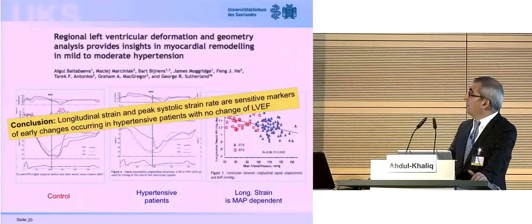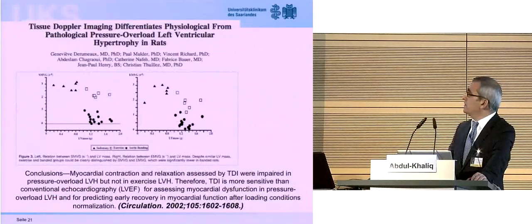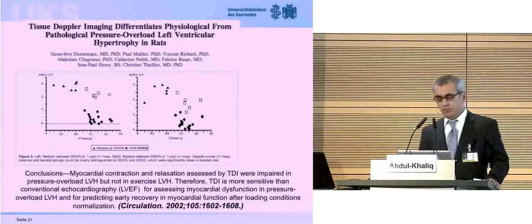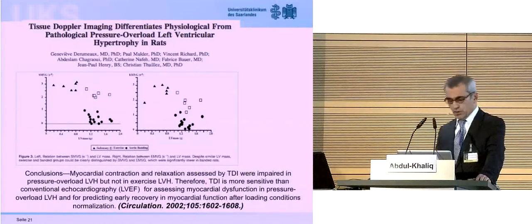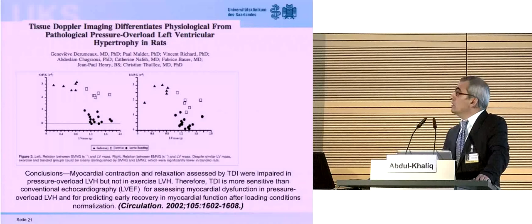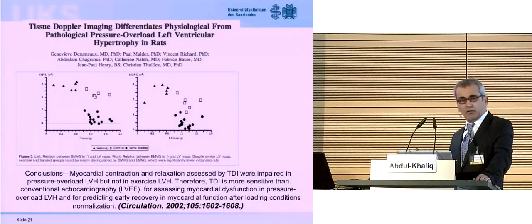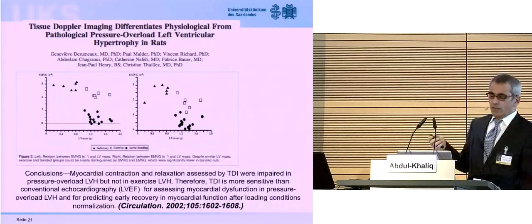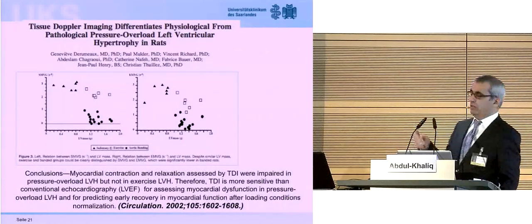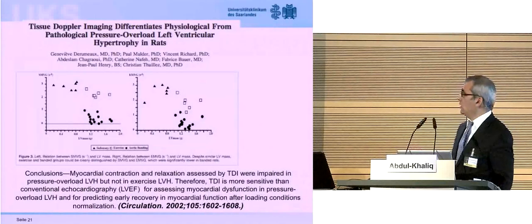And this is also, again, the case. The patients have normal ejection fraction. And this is also a very interesting paper published in Circulation in 2002, in rats where they have done an aortic banding. And another group of rats underwent physical exercise. Both groups have ventricular hypertrophy, and they underwent examination by tissue Doppler and also histological assessment.